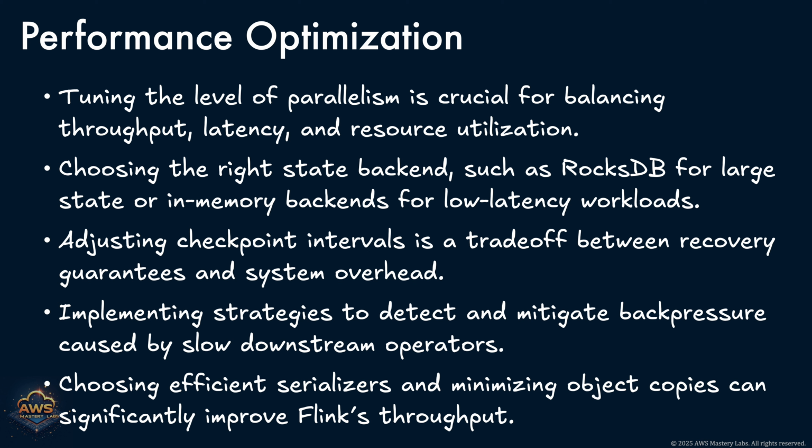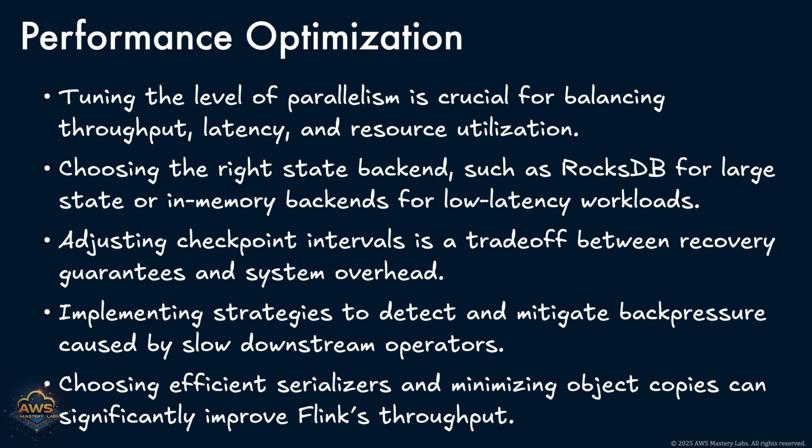Finally, serialization optimization is often overlooked, but can make a huge difference, especially at scale. Efficient serialization reduces CPU load, memory usage, and network I/O. Choosing lightweight serializers and minimizing object copying during processing significantly boosts throughput and reduces garbage collection overhead, making your application faster and more efficient.